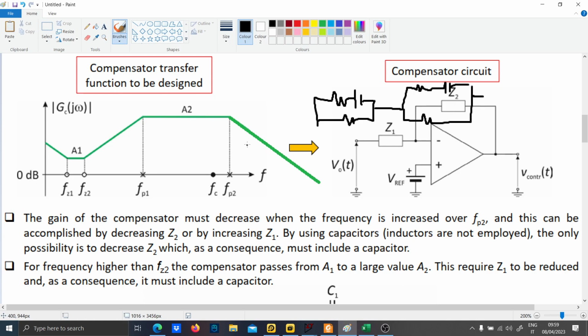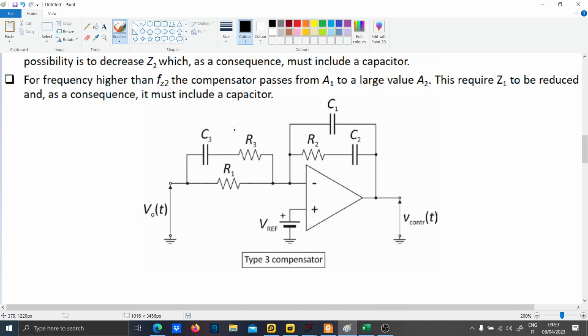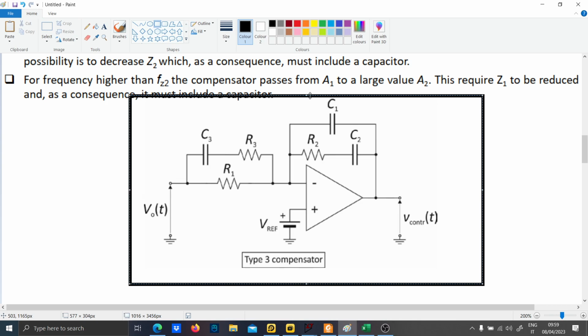So how does the Type 3 compensator work? The main circuit is done like this. It has two impedances, Z1 and Z2, and by putting all these capacitors, these capacitors basically act like switches in the frequency domain. What I'm saying is that these capacitors C1, C2, and C3 will be opened at different moments and will be shorted at different moments.